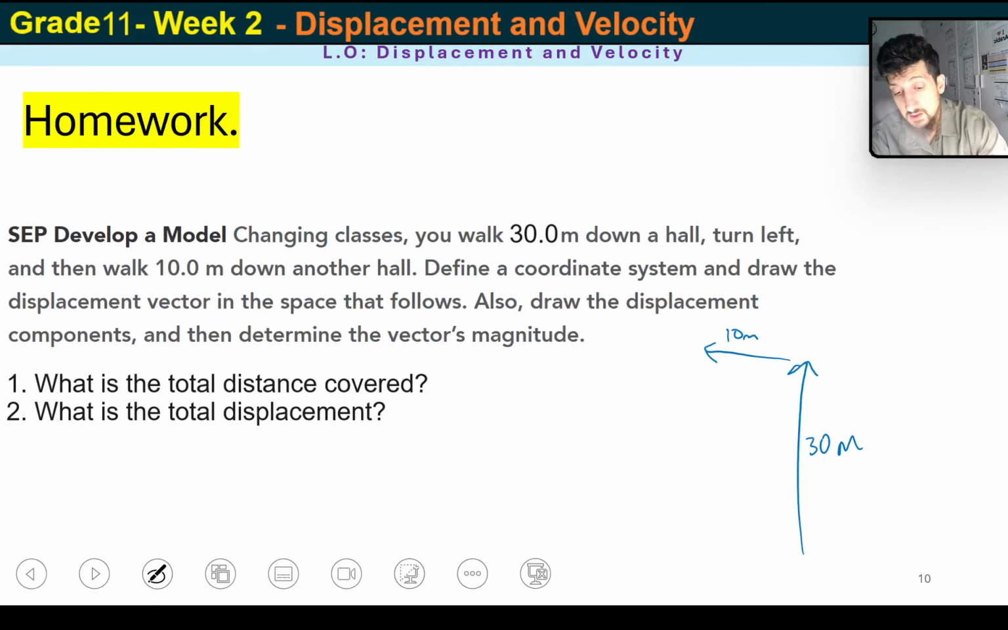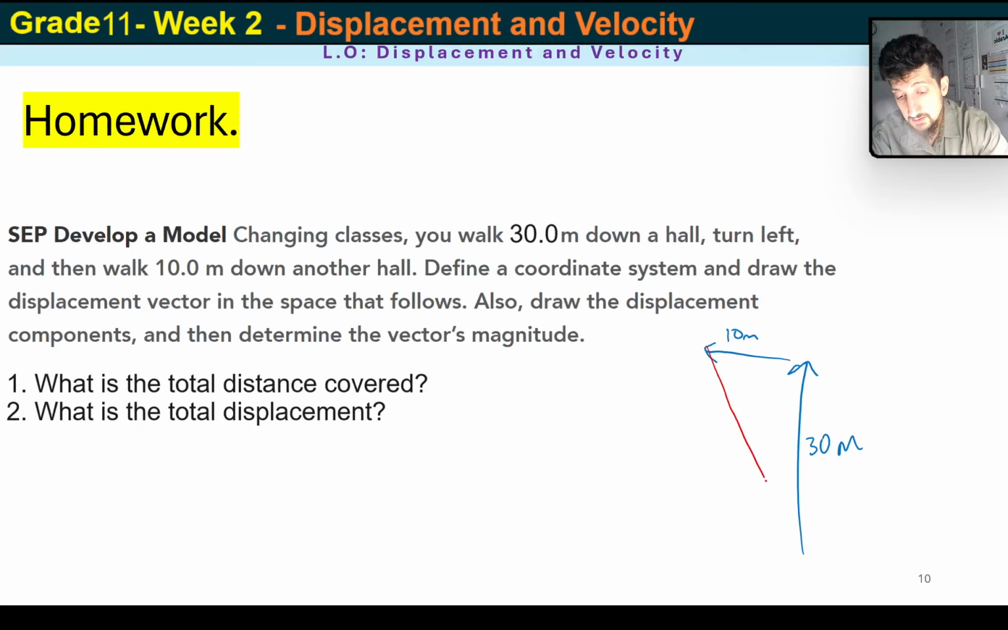So this is the displacement component, and it's going to be the hypotenuse, and we're going to give it a fancy delta x. So delta x is going to equal the square root of 100 meters plus 900 meters.